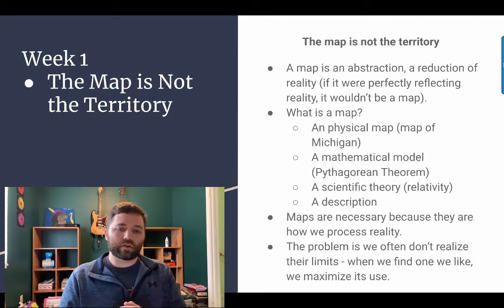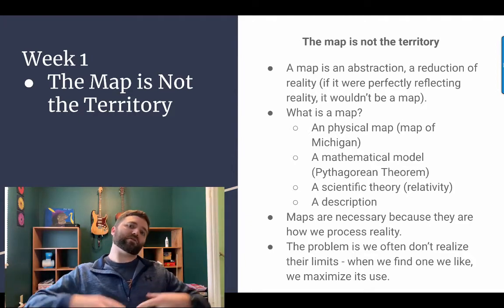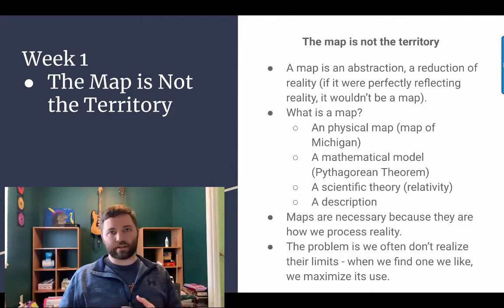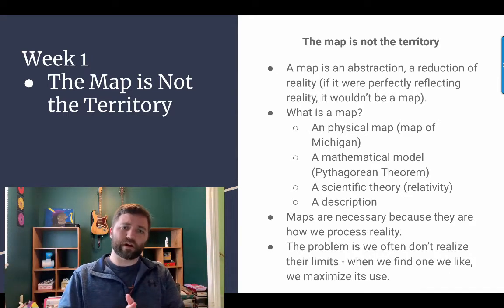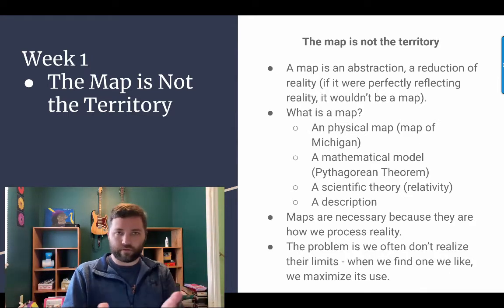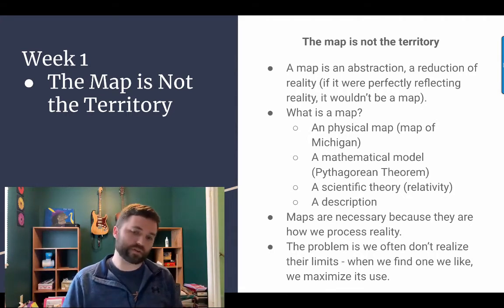So scientific theories are also maps. If you think of the theory of relativity, it's fantastic when distances and scales are very large. But when the scales are very small, the theory of general relativity breaks down, and quantum mechanics becomes the map that you need for very small interactions between particles and that kind of thing.